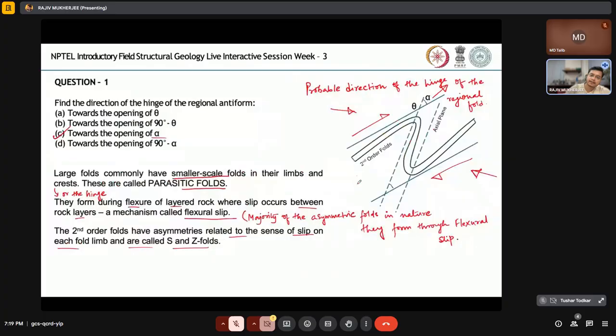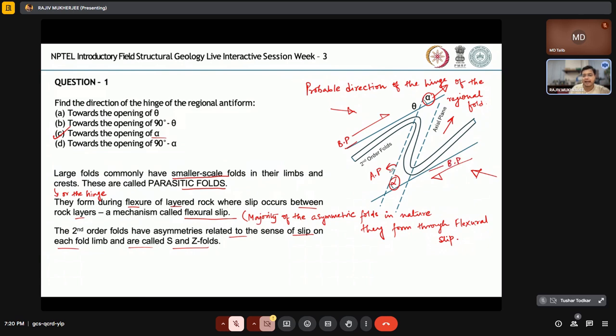So that is how we can see the opening direction of the acute angle. This is the acute angle alpha, and it opens towards this direction. Now if you just follow, this is the bedding plane, this is the axial plane, and this is again the bedding plane.